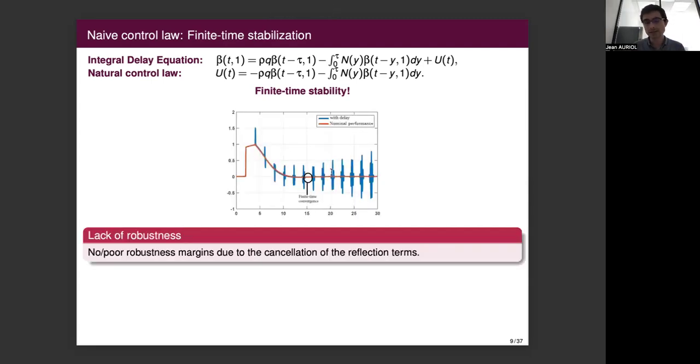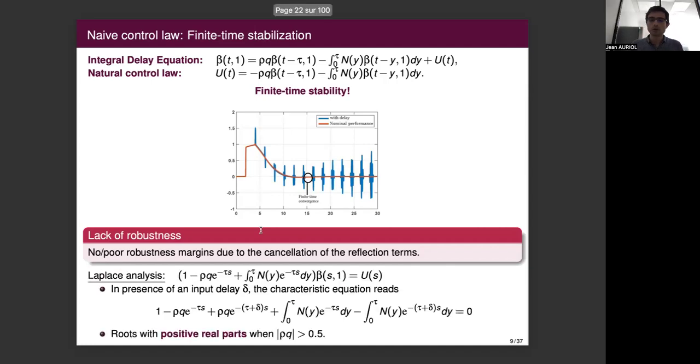This is what I show with this plot. So you have the nominal controller that guarantees finite time convergence. Now, if you had a small delay in the loop, you may have some instabilities. And these poor robustness margins are due to the cancellation of the reflection terms, so to the cancellation of the product rho Q. So you can understand it if you perform a Laplace analysis. So for instance, in closed loop, your system in the Laplace domain rewrites like that. If you consider a delay delta in your control law, so you're still considering a control law that compensates for everything, but now you add a small delay in the loop, you get the following characteristic equation.